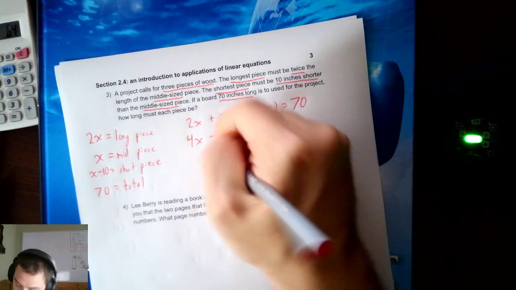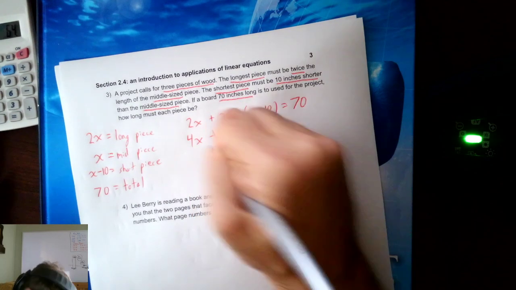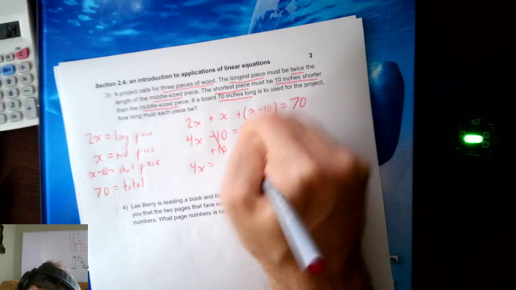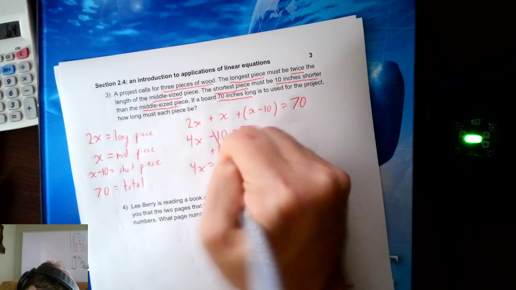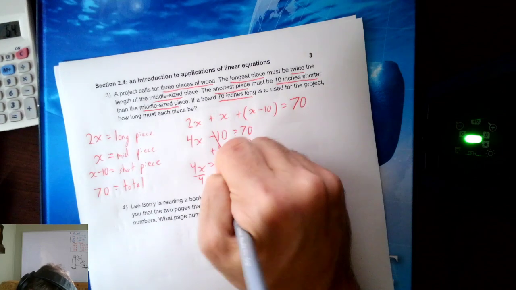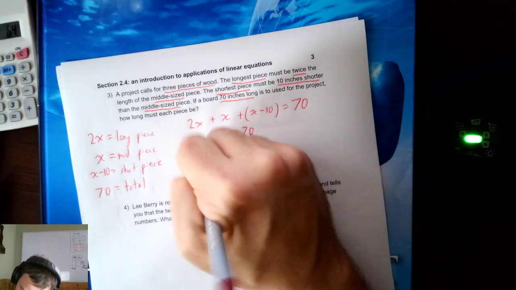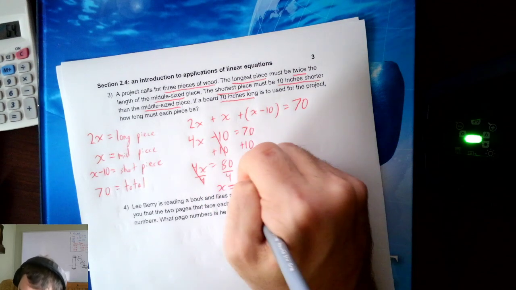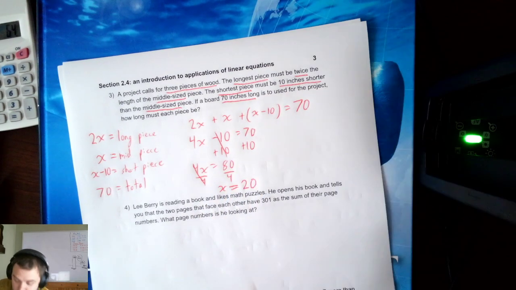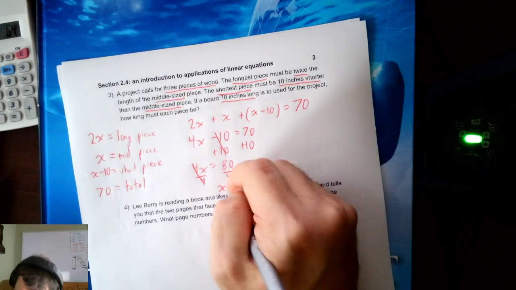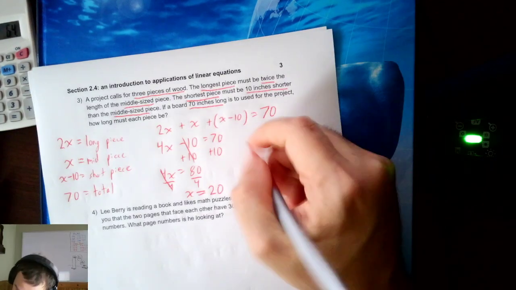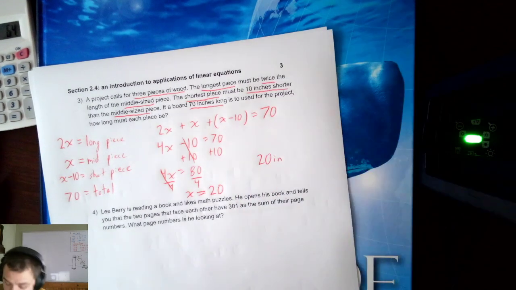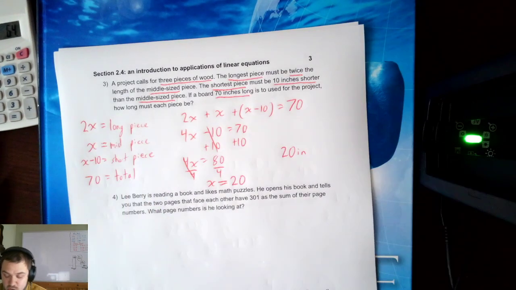To get the x alone, I need to add 10 to both sides, right? Add 10 to both sides gives me 4x equals 70 plus 10 is 80. To get x alone, I need to divide by 4 as my last step, right? I divide by 4 and I get x equals 80 divided by 4 is 20. So I get 20 for my x. That means the middle piece is 20 inches.